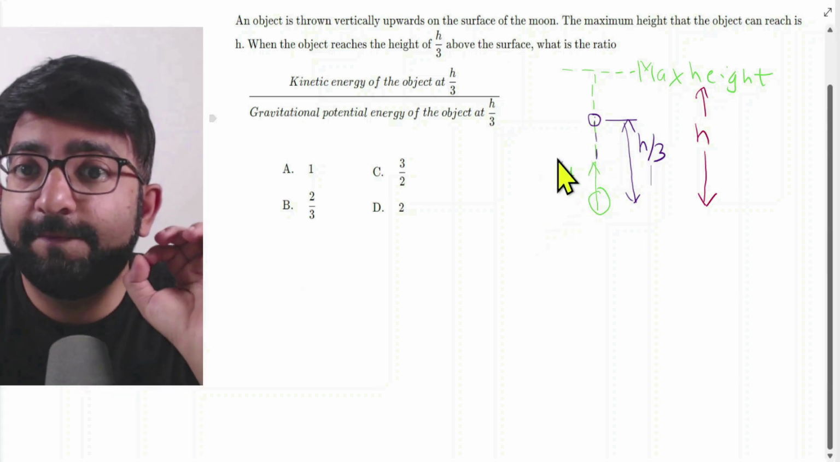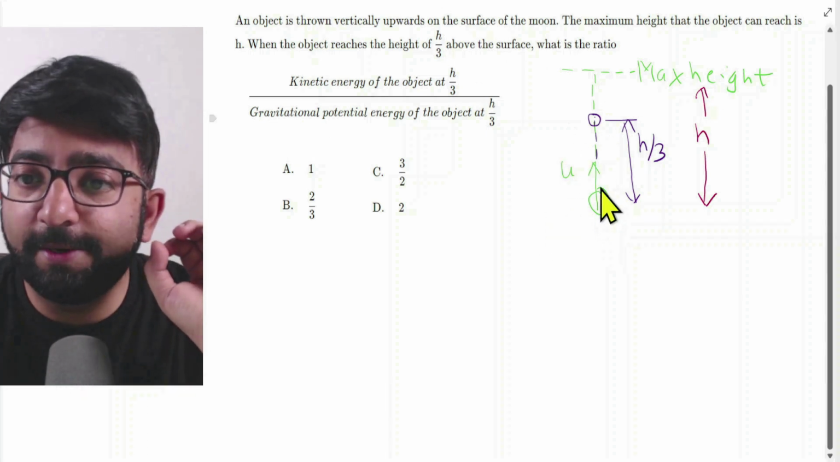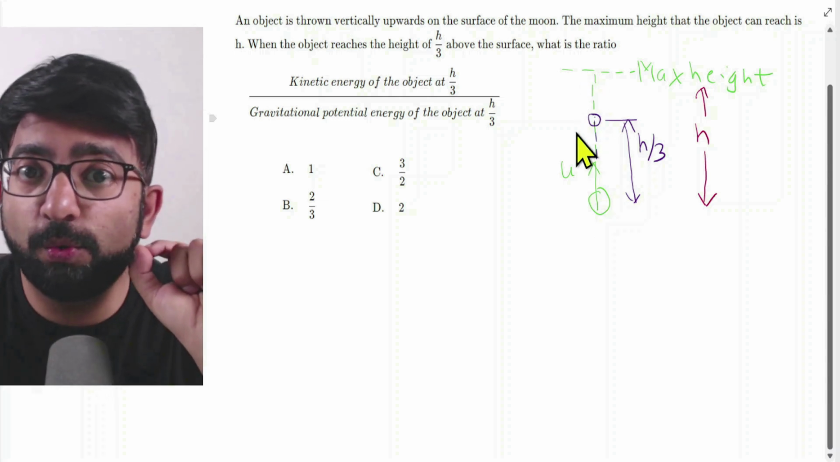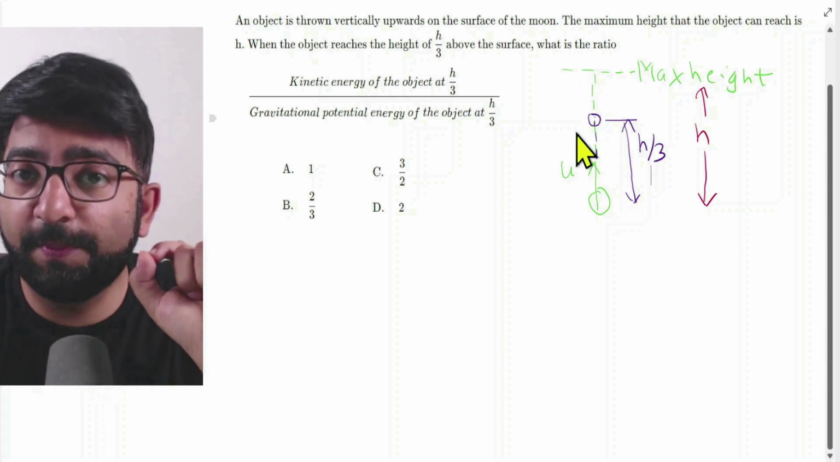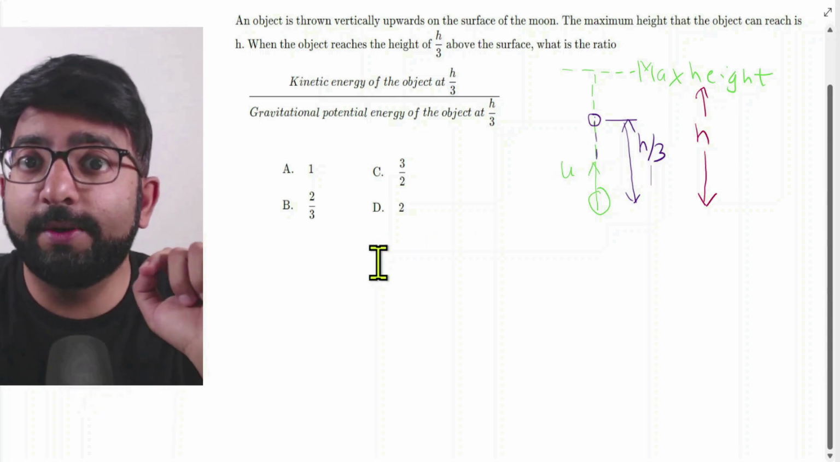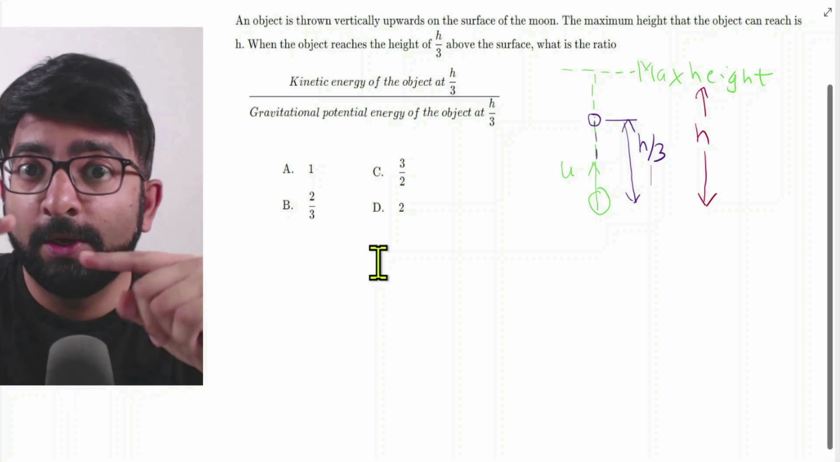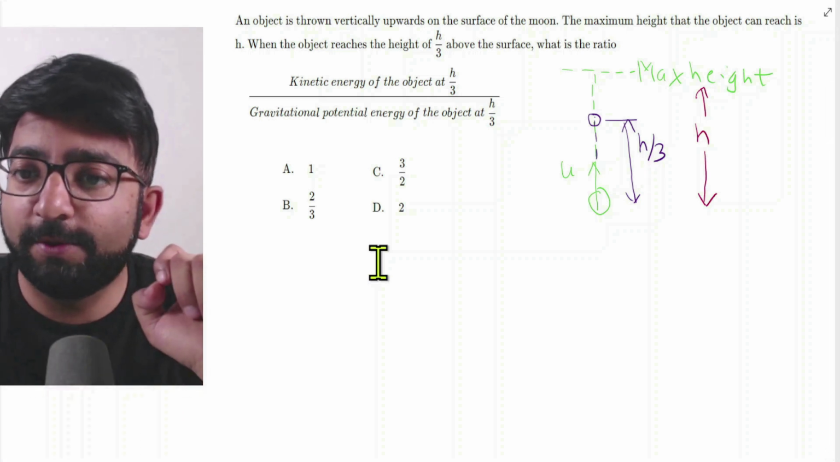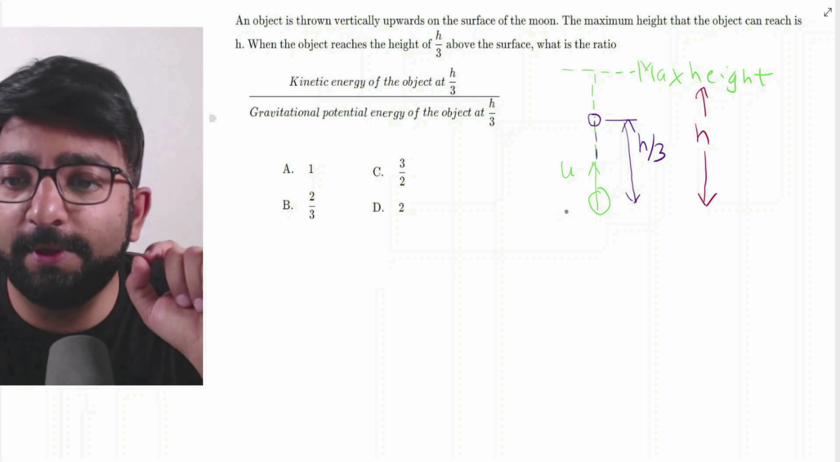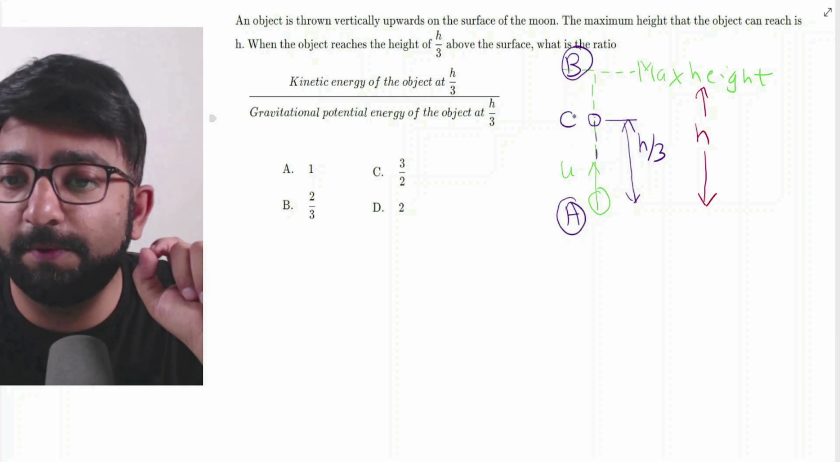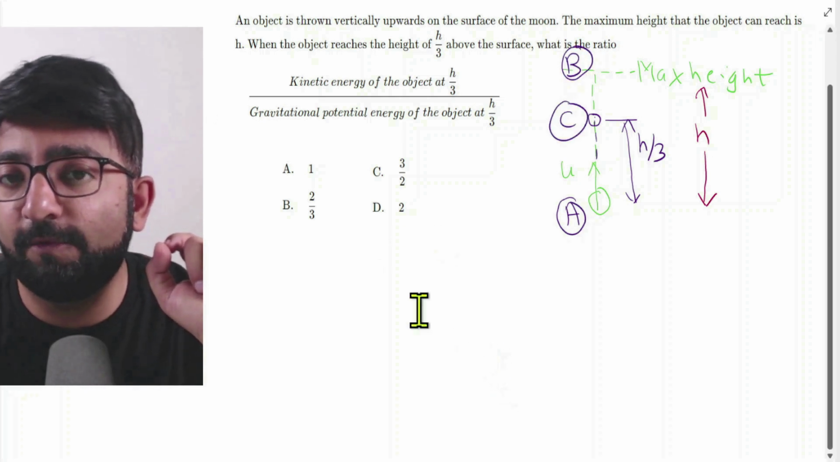Now, in this question, if you analyze carefully, when the object is going up, it is only under the influence of gravitational force, which is a conservative force, which means we can apply the law of energy conservation, which is the total mechanical energy at one place should be equal to the total mechanical energy at any other place. So for this case, let us label some points. Let's say A is the starting position, B is the maximum height position, and C is the position which is h by 3 from the ground.